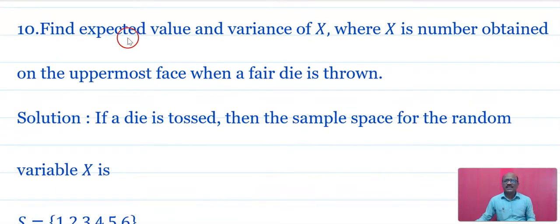Now problem number 10. Find the expected value and the variance of x, where x is the number obtained on the uppermost face when a fair die is thrown.